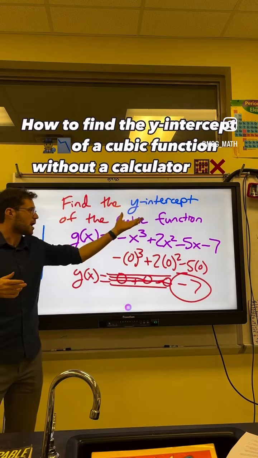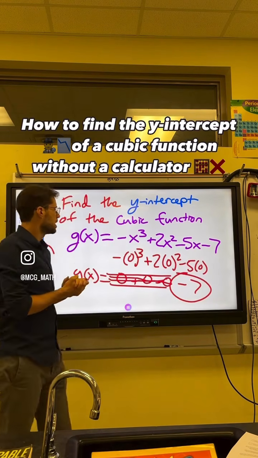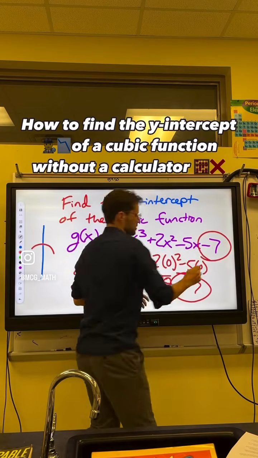So when you're solving for the y-intercept, essentially any term that has an x in it just gets canceled out by the zeros, and you're just left with whatever the constant term is. So in this case, negative 7.